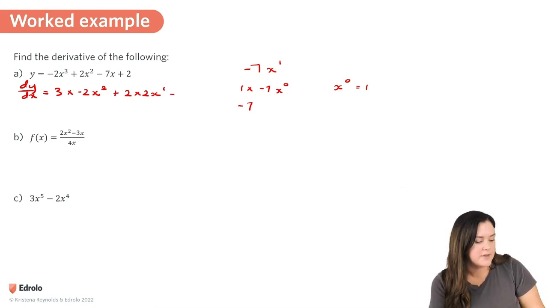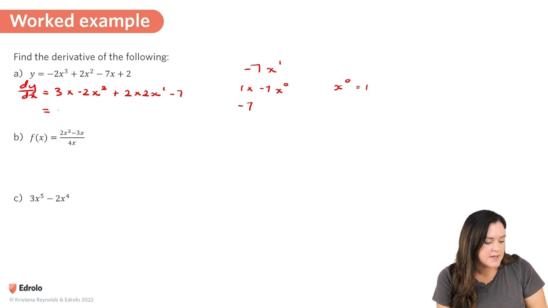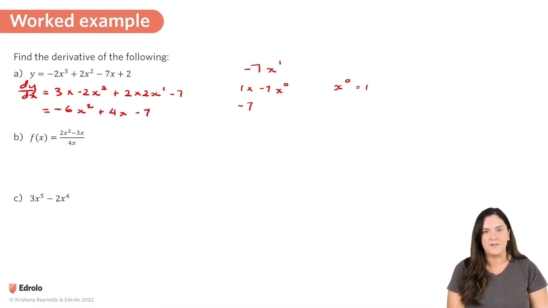So finishing off this derivative here, we're just going to put that negative 7 there on the end and then simplify. So now we have 3 times negative 2, that gives us negative 6x squared. 2 times 2 gives us 4, so plus 4x. I'm not going to write to the power of 1 because we know it's just to the power of 1. And then take away 7 on the end. So that is done for that one.